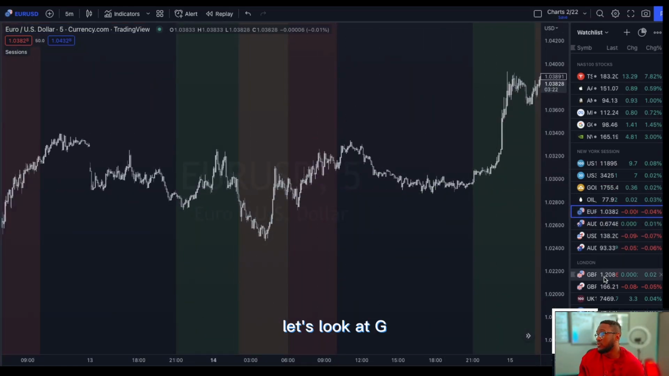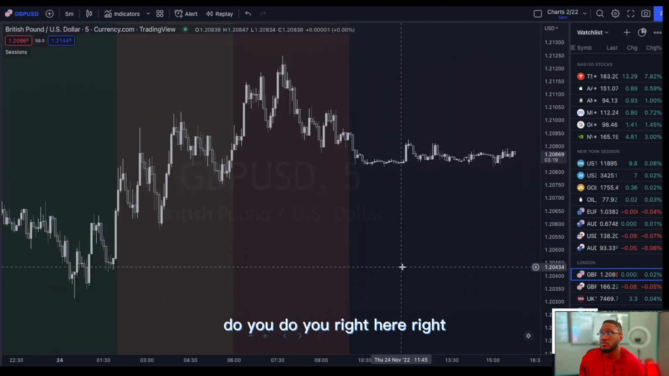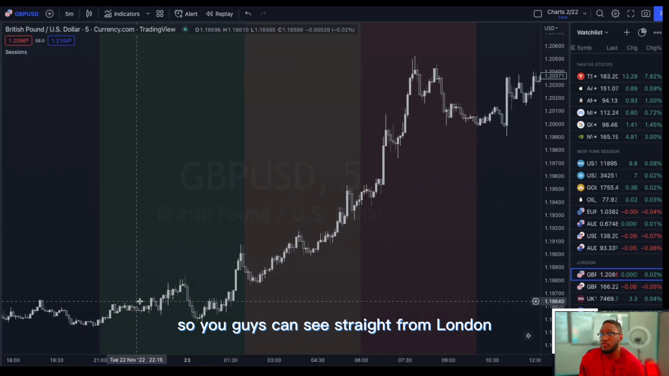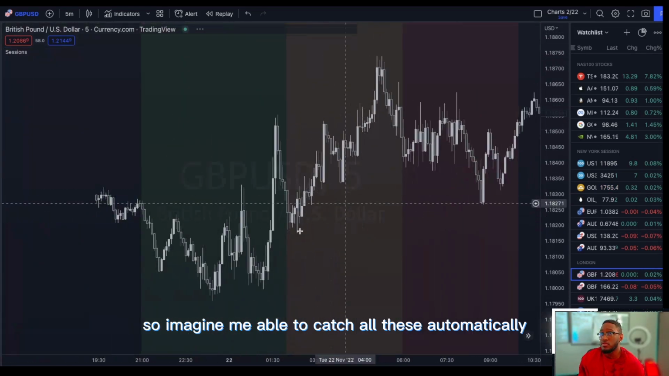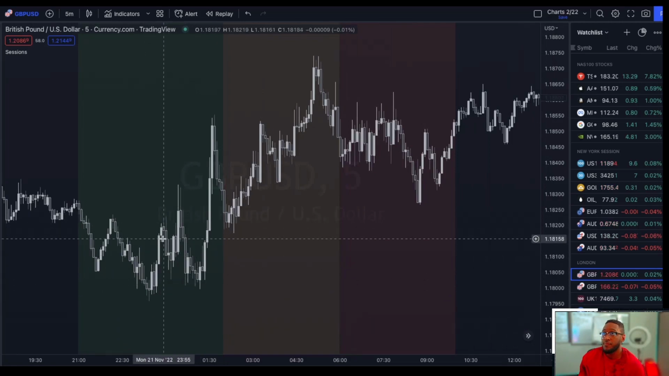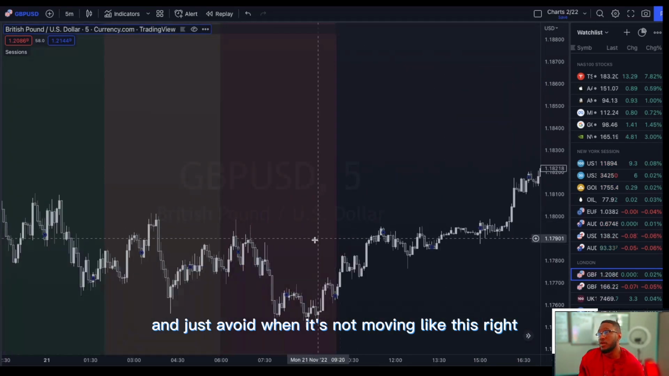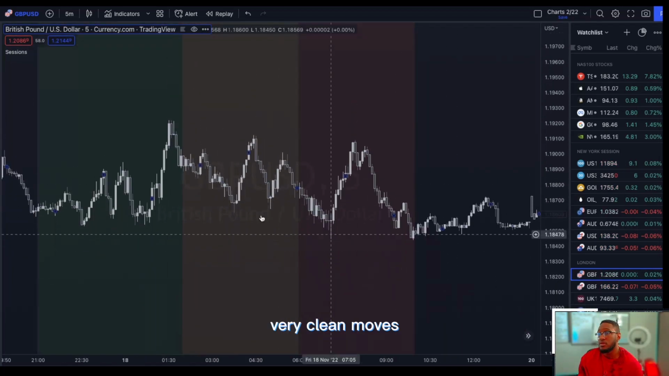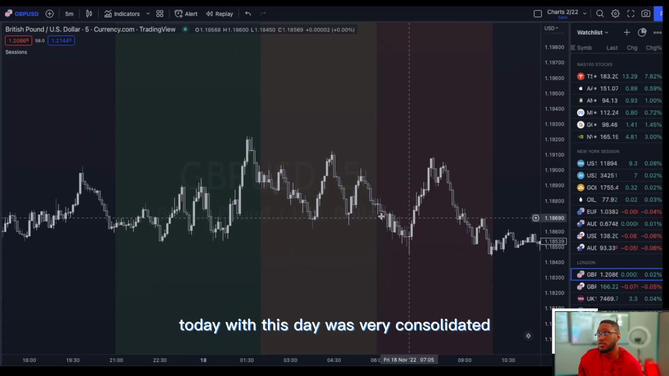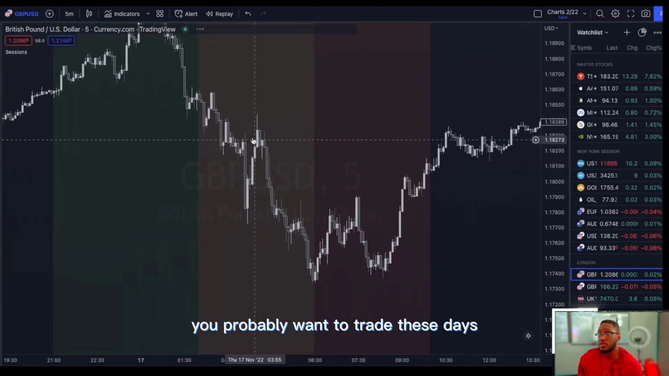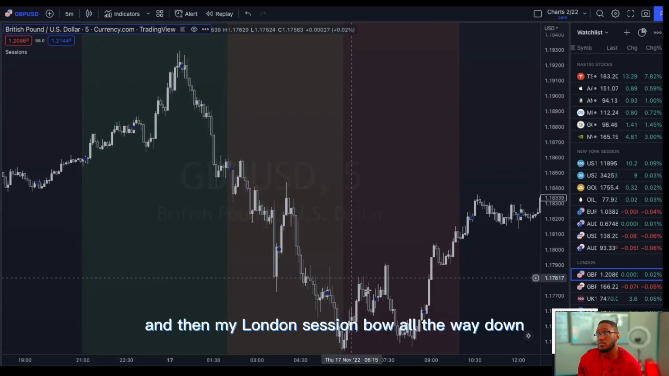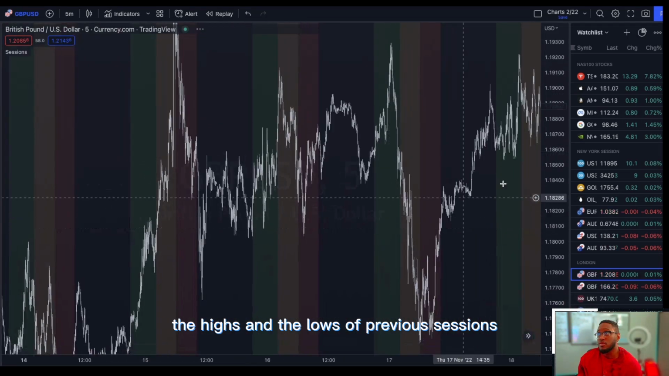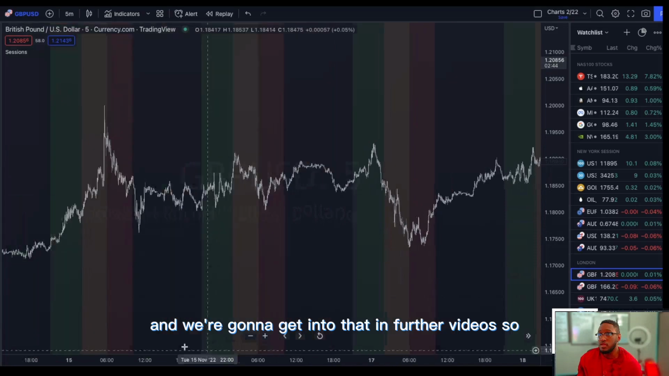Let's look at GU. This is GU right here. So London, New York. You can see straight from London all the way to New York. Imagine being able to catch all these automatically and just avoid when it's not moving like this. London, New York, nice little moves, very clean moves. Today, this day was very consolidated. You probably didn't want to trade these days. And then, wow, London session all the way down. So you're pretty much going to be trading the highs and the lows of previous sessions, and we're going to get into that in further videos.